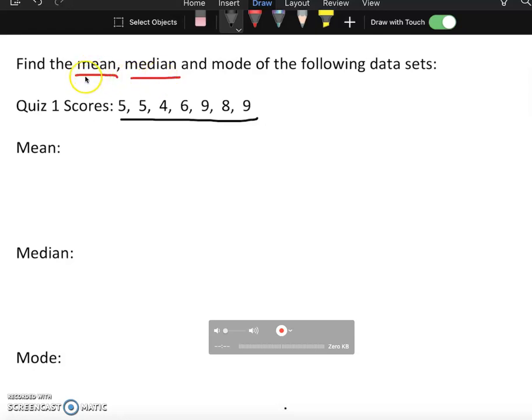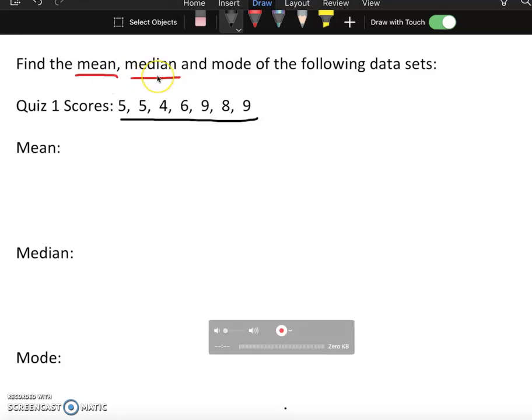So mean, we call it arithmetic mean, or simply we call it average. Arithmetic means why? Because we are analyzing numbers only. Okay, so no variable, so that's arithmetic mean. And again, same as average. So how do we calculate? We add all the numbers and divide by the number of numbers.